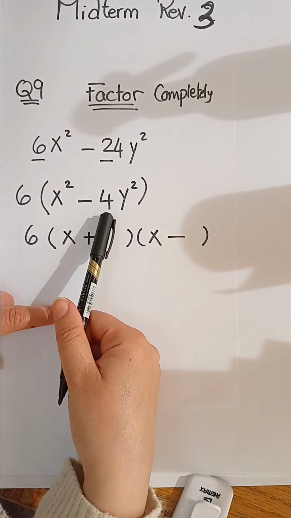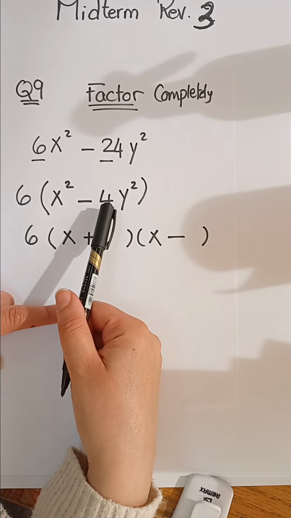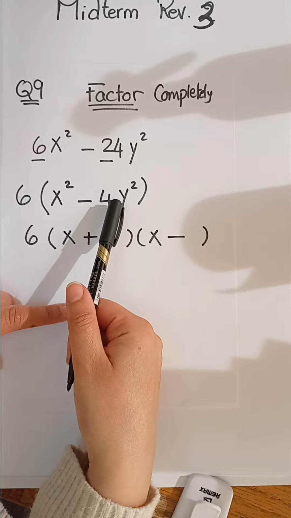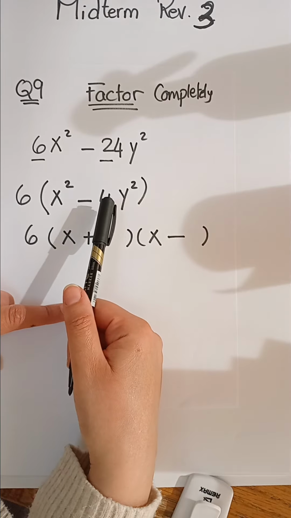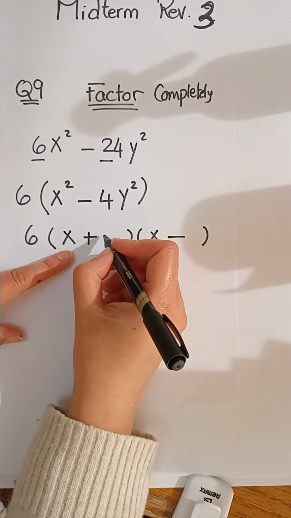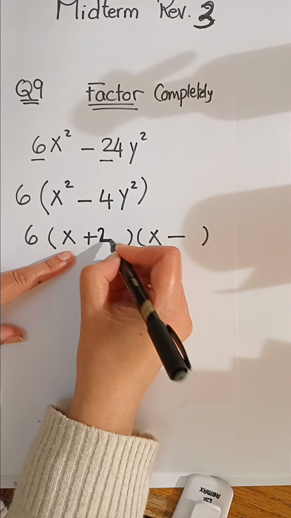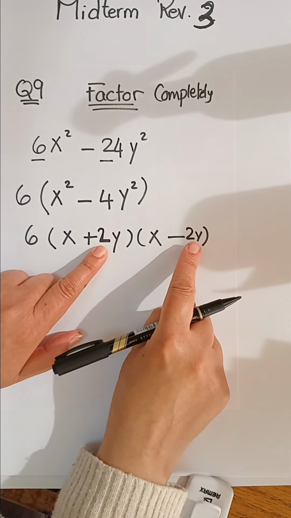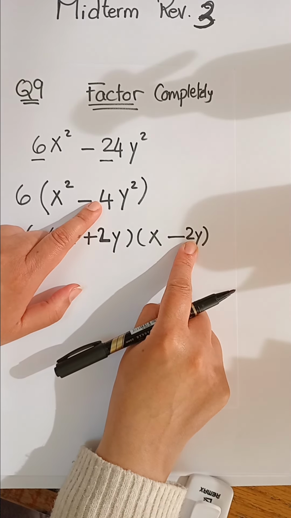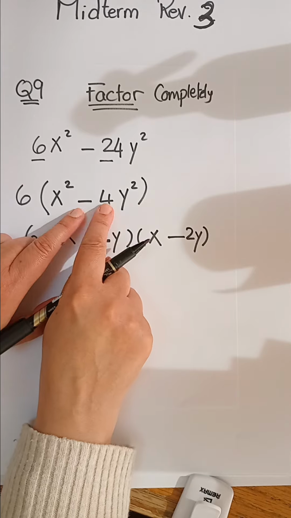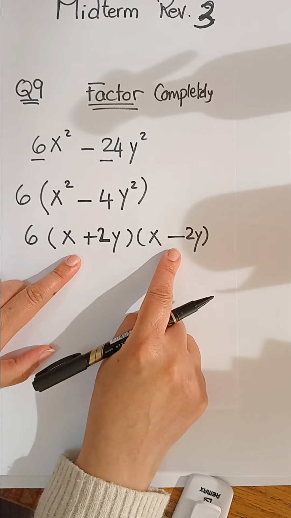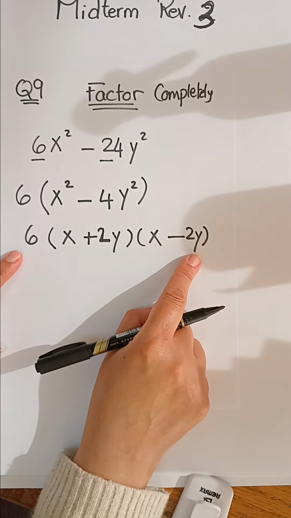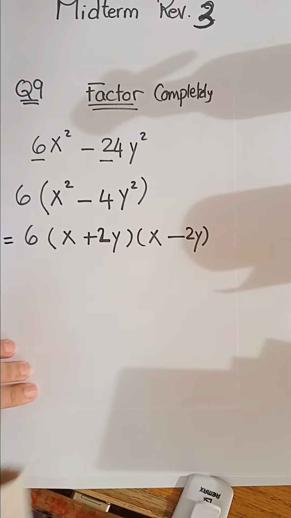Now I'm going to ask myself, what multiplied by itself gives us 4y squared? And the answer is 2y multiplied by 2y gives us 4y squared. So I'm going to put here positive 2y and here negative 2y, because positive 2y multiplied by negative 2y will give us negative 4y squared. I make sure that whatever I have between parentheses is already in its most factored form, which is true, and that's going to be my final answer.